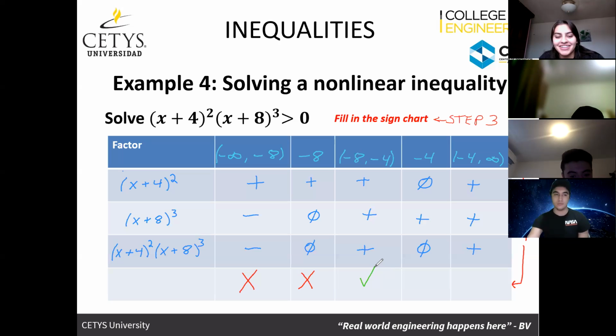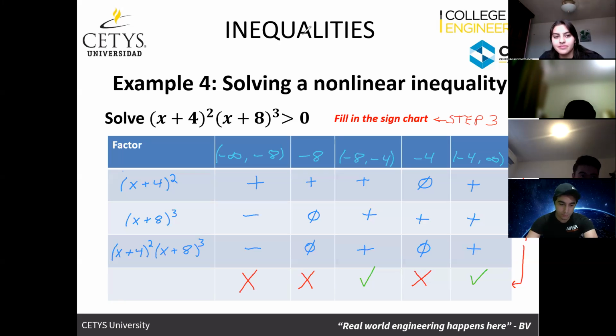Okay. Perfect. Is the -4 a part of the inequality? No, because it's 0. That is correct. Let me change colors here. Because it's 0. And lastly, in the last interval, which is -4 to infinite, does that one comply with the inequality? Yes. Because it's positive. Perfect. Thank you, Fernanda. Well done.